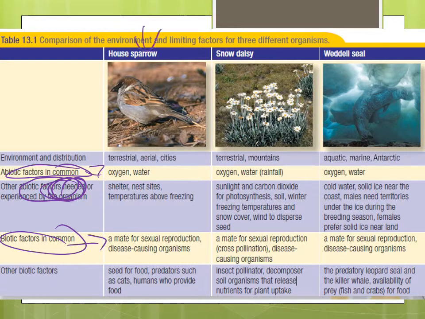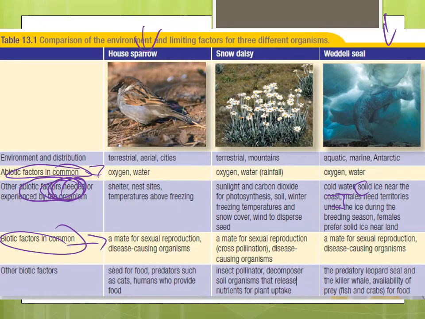So the house sparrow, for example, the first one, needs a shelter, nest sites, and temperatures above freezing. So this type of bird couldn't live at the top of a mountain where it snows in winter. They couldn't live there in winter, for example. If there were no trees and branches for it to build a nest, that organism couldn't live there. So if you're looking at the seal, if there's no water, it's not going to be able to survive. It needs solid ice near the coast. So if it was looking to live in the tropics of Queensland, it's not going to be able to survive because it needs ice, and it needs that near the coastline for it to be able to survive.